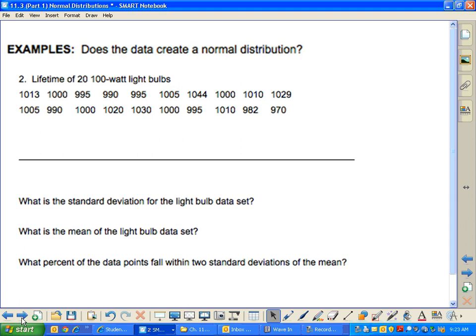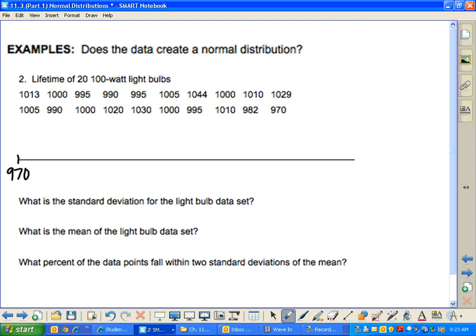I need to know the smallest data value out of these 20 100-watt light bulbs. Do you see it, Joshua? What is it? 970. So that's going to be where our number line starts. That's a nice round number, by the way, Joshua. If it weren't a nice round number, I'd probably go a little bit below it. I usually do multiples of 10 or multiples of 5 when I do a dot plot. I make the numbers nice and easy to break into intervals.